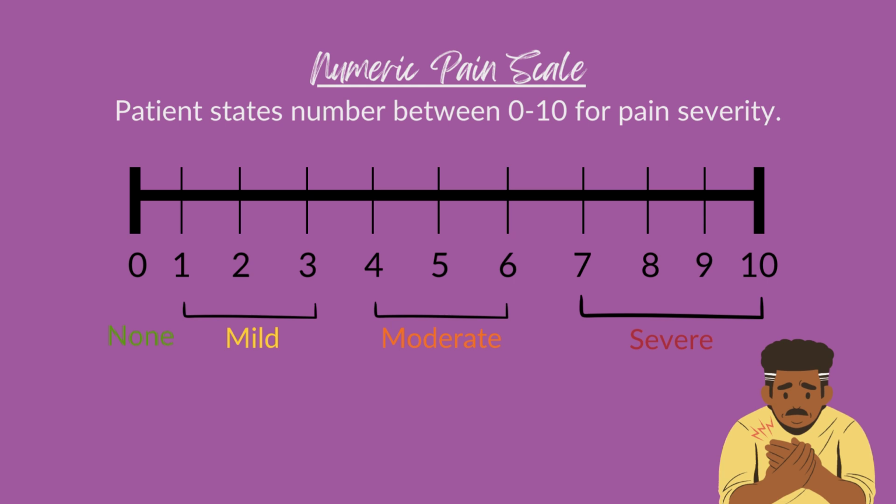The first pain scale very commonly used for adult patients is a numeric pain scale, in which a patient states a number between 0 and 10. A 0 means a patient is having no pain. A 1 to 3 usually means the patient is having mild pain. A 4 to 6 means moderate pain, and a 7 to 10 means severe pain. These are the general contours, but make sure you know the protocols for your own facility in terms of what numbers constitute mild, moderate, and severe pain on the numeric pain scale.